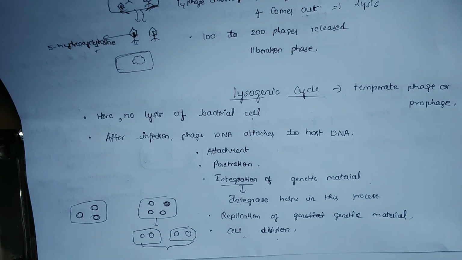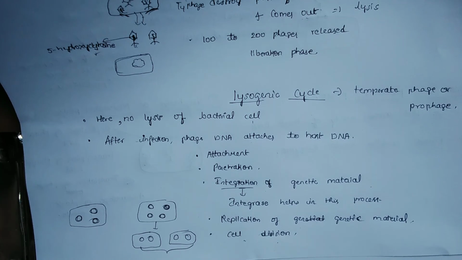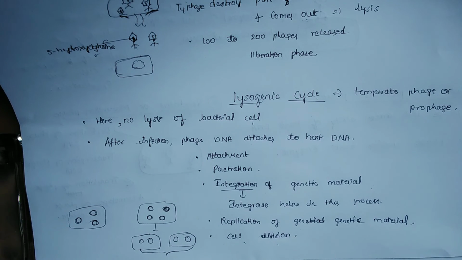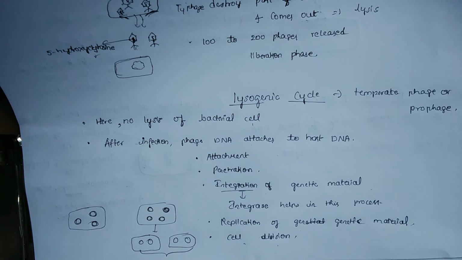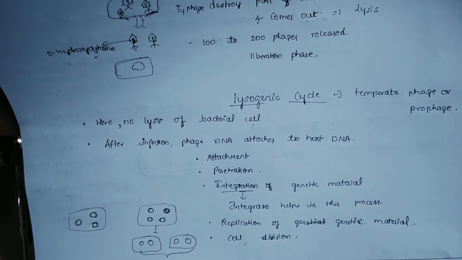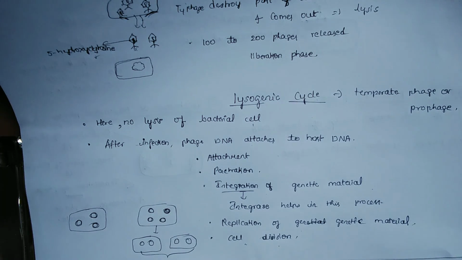The bacterial enzyme, restriction endonuclease, may destroy the phage DNA. These are some important points for your examinations, as well as for KCET and NEET 2022 or 2023.